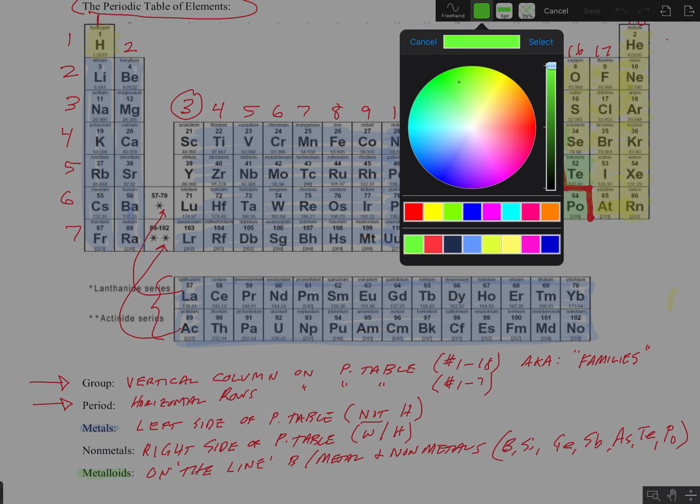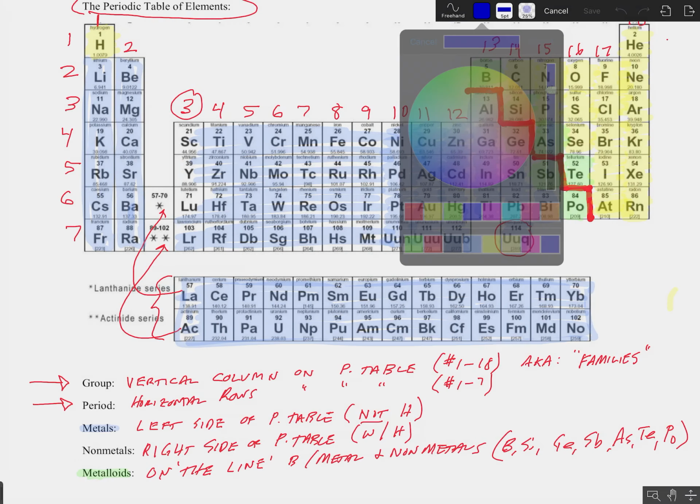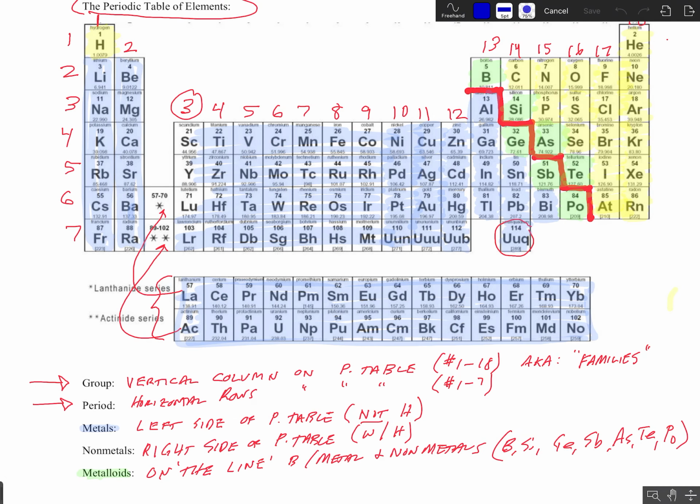Let's change colors one more time. Let's go to something a little darker here. And let's say I were to identify this element right here, sulfur. And I were to ask you, okay, tell me what group it's in, tell me what period it's in, and then identify it as a metal, nonmetal, or metalloid. You ready? Did you say group 16? Did you say period number 3? And did you identify it as a nonmetal? Right, it's on the right side of that line.